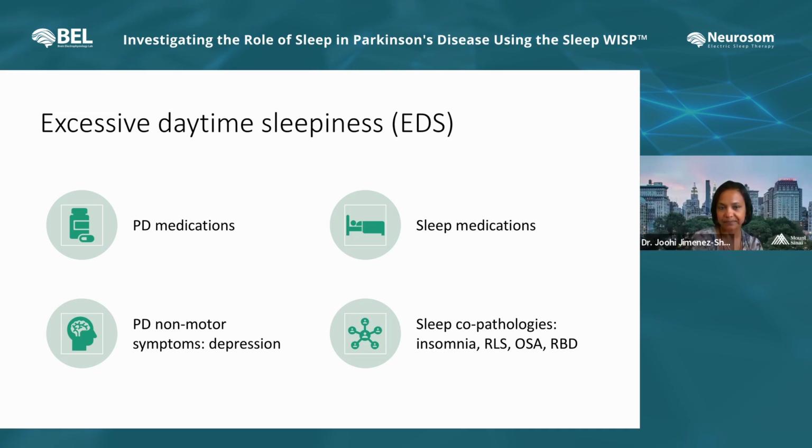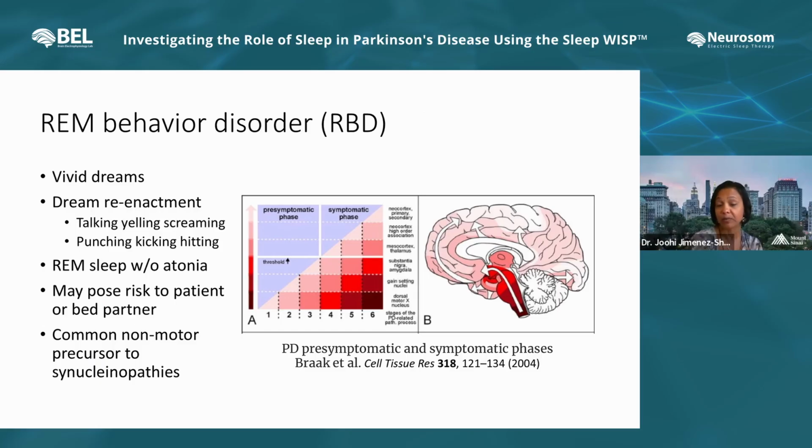Next slide, please. REM behavior disorder is probably one of the most well-known sleep disruptions that occurs in Parkinson's disease. And this is characterized by vivid dreams and dream reenactment that can take the form of things like talking, yelling, screaming in sleep, or punching, kicking, or hitting. There may be different manifestations in female patients versus male patients. On polysomnography, it's characterized by REM sleep without atonia.